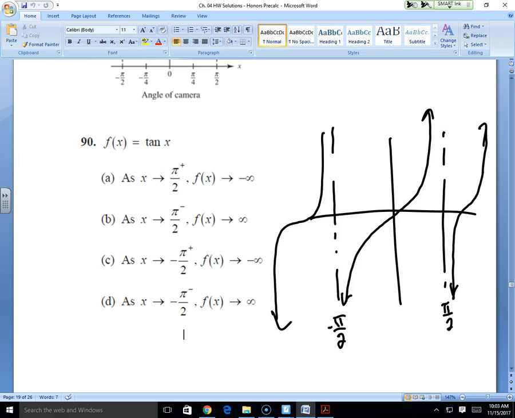So this little plus means numbers a little bit bigger than pi over 2, and my function's going down to negative infinity. The negative means values a little bit below, and my function's going to positive infinity. For negative pi over 2, numbers a little bit above, my function's going to negative infinity. And for negative pi over 2, numbers just a little bit below, positive infinity. So basically, we're saying check the behavior near the vertical asymptotes.